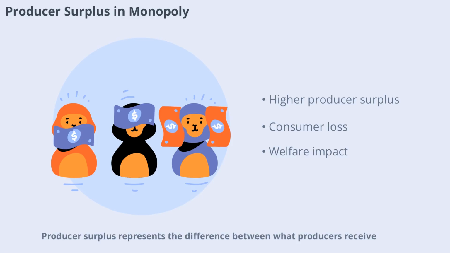Producer surplus represents the difference between what producers receive for a good and their cost of producing it. Monopolies can increase their producer surplus by charging higher prices, but this comes at the expense of consumer surplus and overall welfare. While the monopolist benefits, the gains do not fully offset the losses to consumers and society.